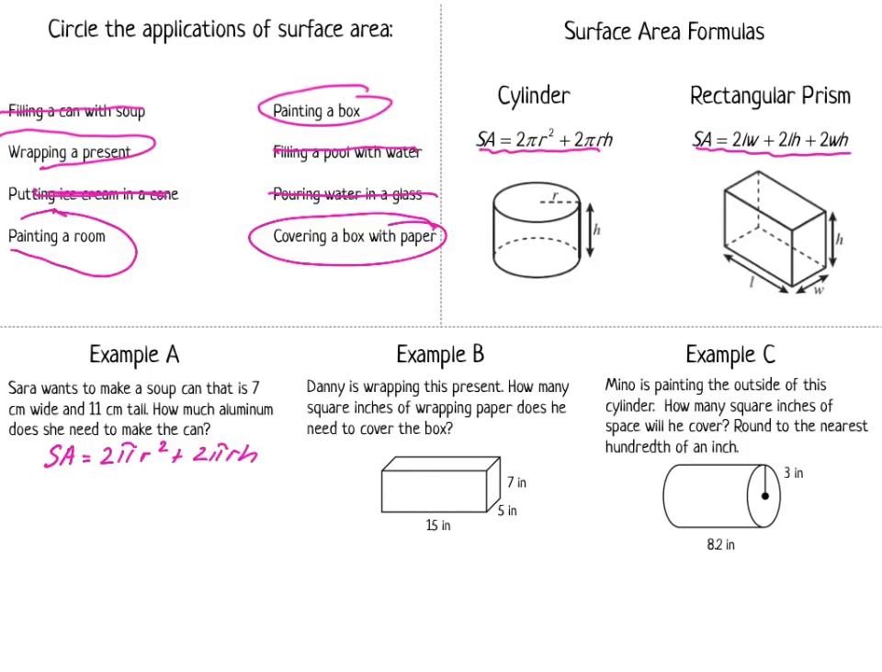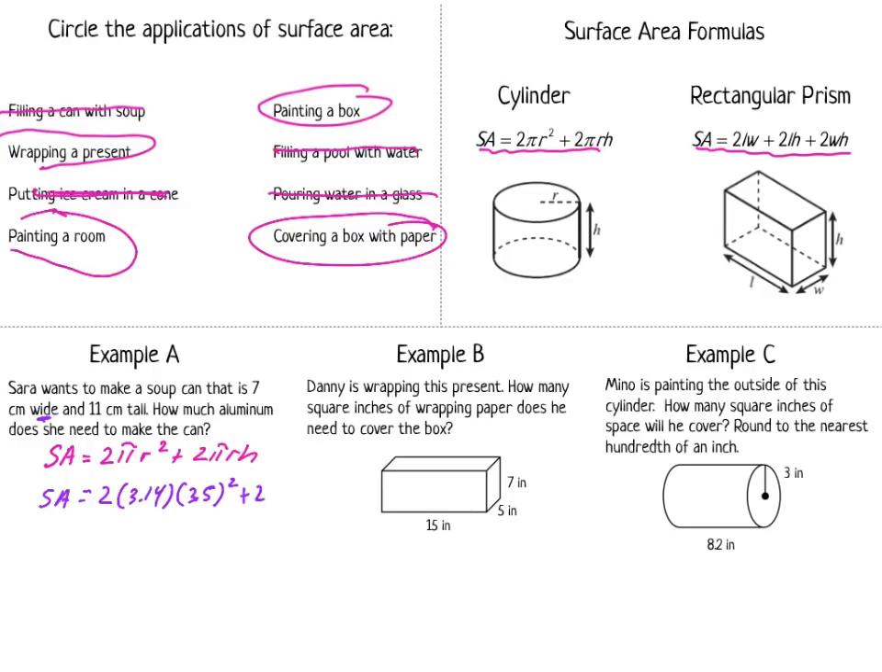So now we need to plug in the information that we have into our formula. So we know that our 2 is going to be 2. Our pi is going to be 3.14. Our radius, it tells us, is going to be 7 centimeters wide. So we need to figure out what our radius is since it's going all the way across at 7. So we need to know what half of that is. So 7 divided by 2 is going to be 3.5. So that's going to be our radius squared.